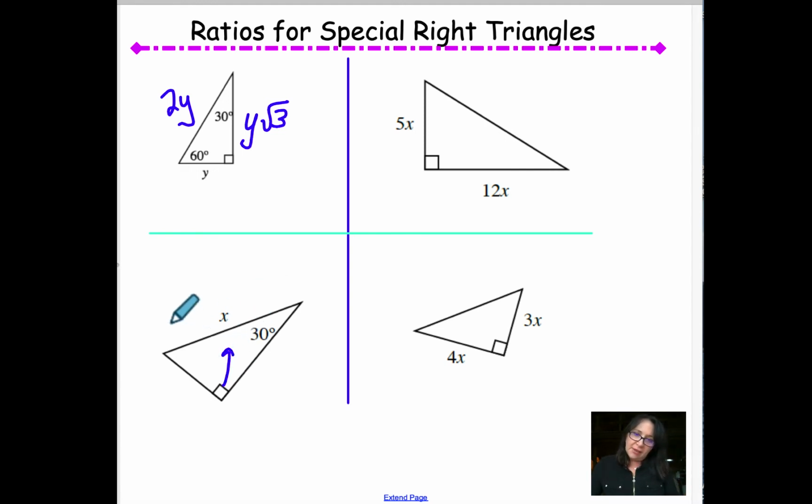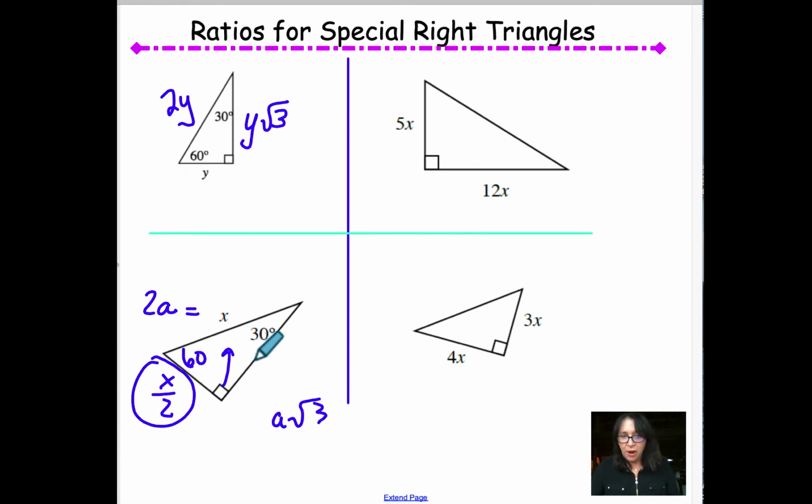Across from the 90 is 2a. So across from the 90 is 2a. That means a, which is across from the 30, is going to be x over 2. So that's my a. So then if across from the 60 is a root 3 and a is x over 2, then across from the 60 is going to be x over 2 root 3.